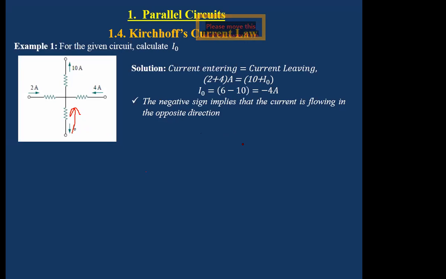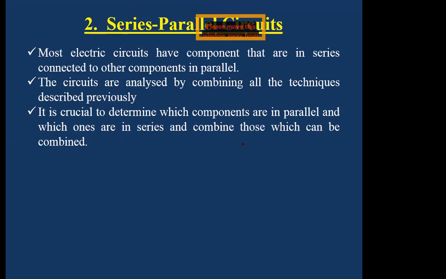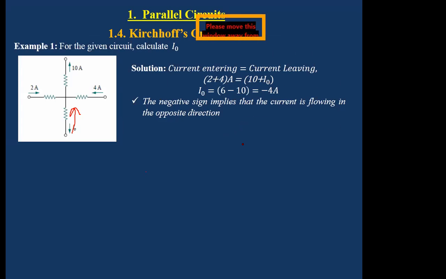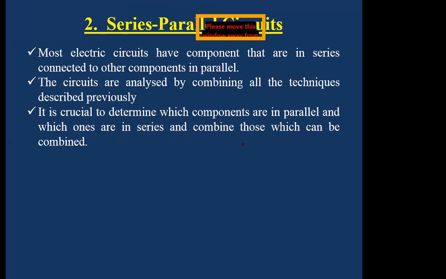So whenever you calculate current and you get a negative sign, what it is telling you is that the current is flowing in an opposite direction to the one which you gave it in your calculations. It doesn't mean that it's a wrong answer, but it simply means that the assumed direction is opposite the actual direction. That's all.